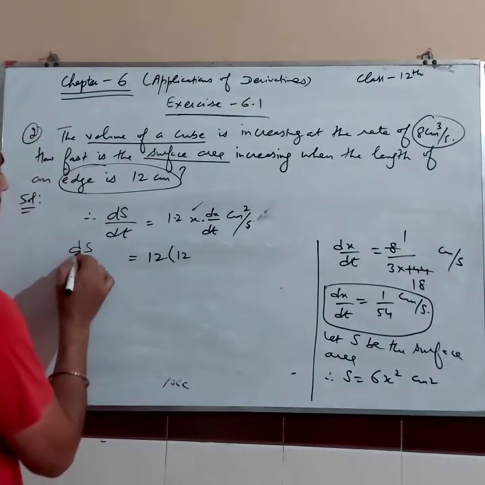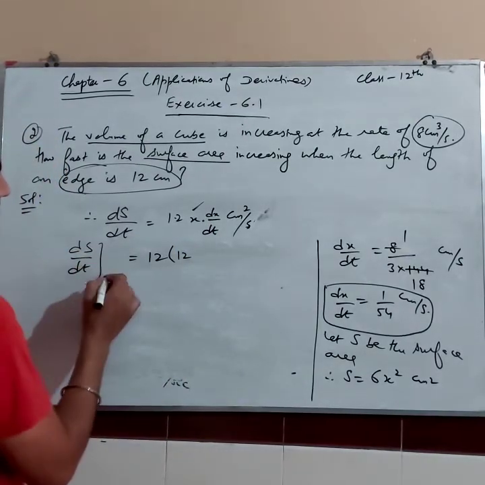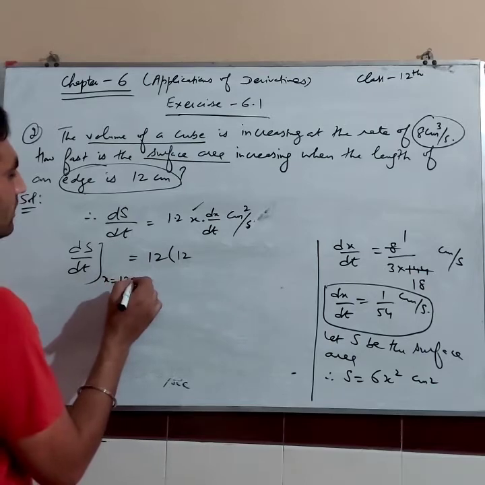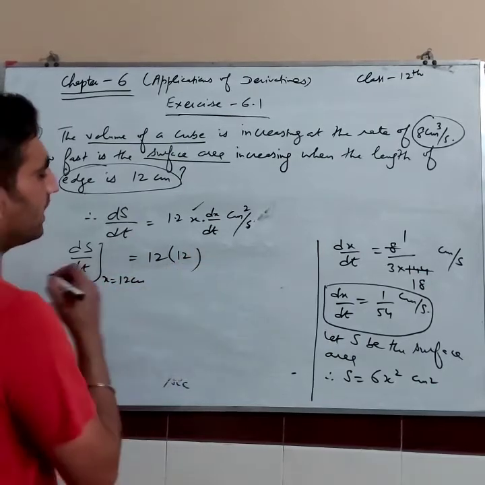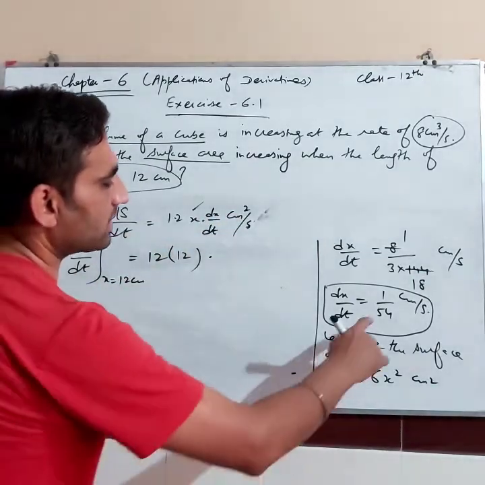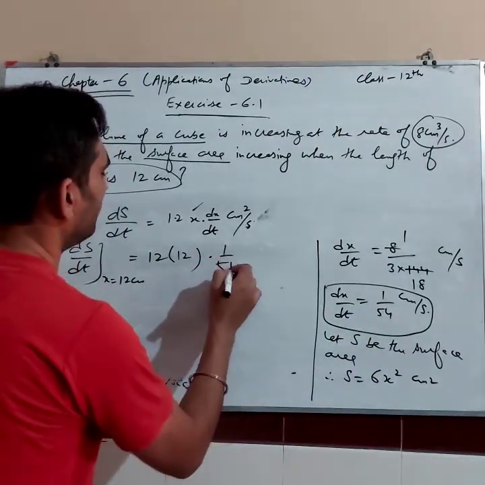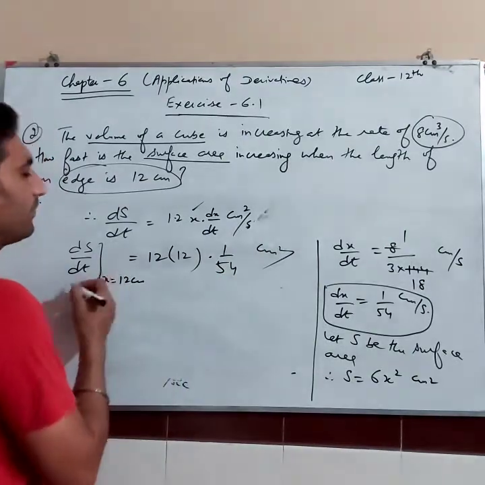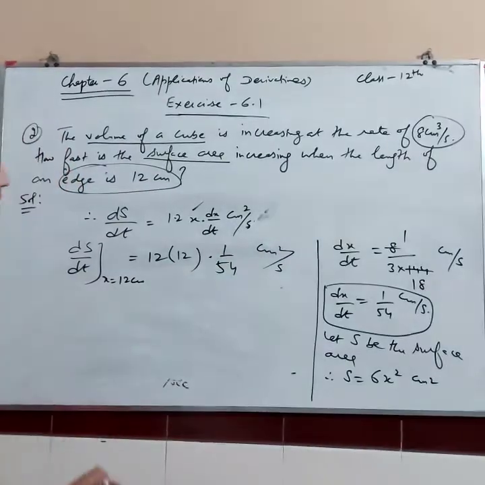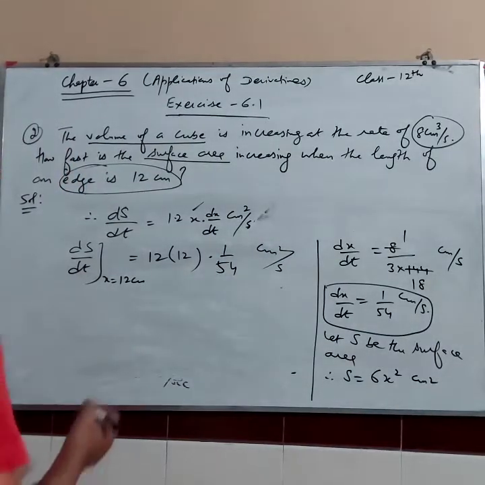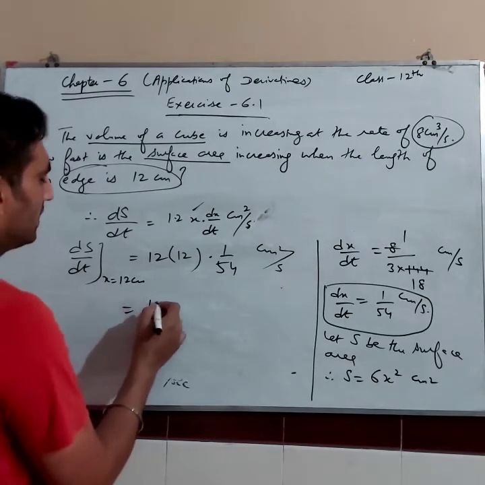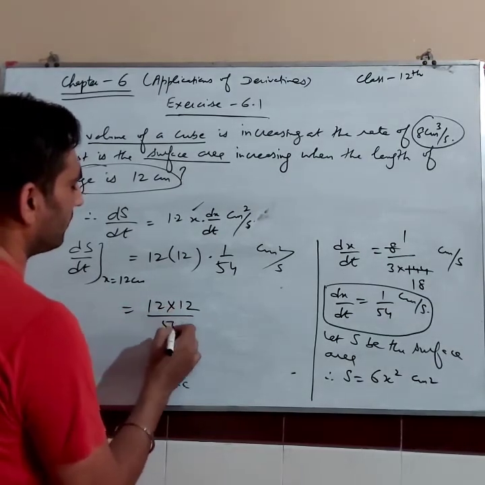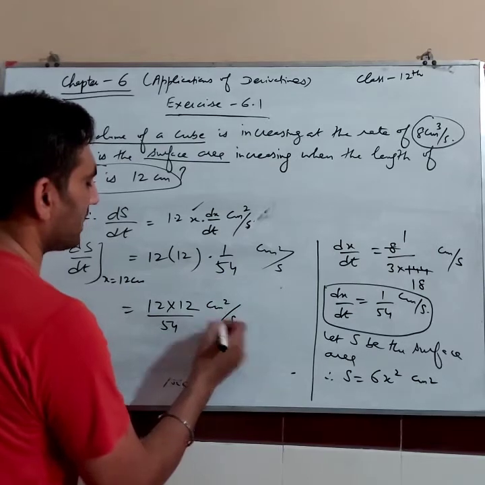So I am writing dS over dt at x equal to 12 centimeter. So it is 12. Where is dx over dt? It is given here, 1 over 54. And since it is area in centimeter square, with respect to time we are writing, then write per second. Now only calculation is left. 12 into 12 over 54 centimeter square per second.